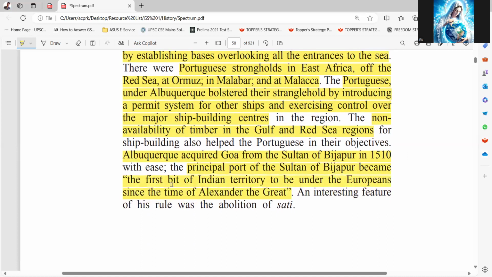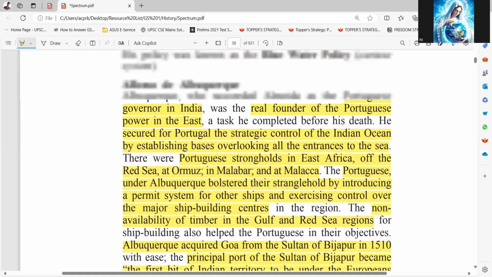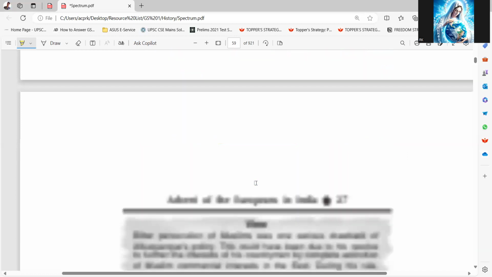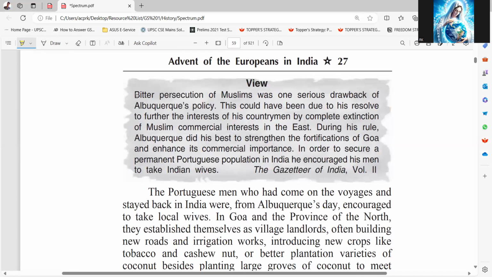An interesting feature of his rule was the abolition of Sati. So, who abolished the Sati system? It was Alfonso de Albuquerque. Okay. Bitter persecution of Muslims was one serious drawback of Albuquerque's policy. This could have been due to his resolve to further the interest of his countrymen by complete extinction of Muslim commercial interest in the East.